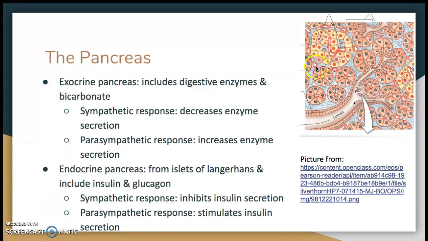These duct cells secrete bicarbonate into the small intestine in order to neutralize chyme that enters the small intestine from the stomach. And then pancreatic enzymes are secreted as zymogens, which once they arrive at the brush border have to be activated in order to enter the intestine.